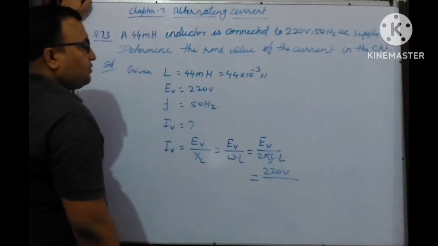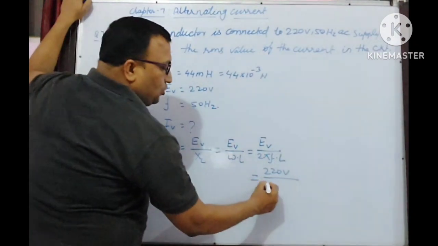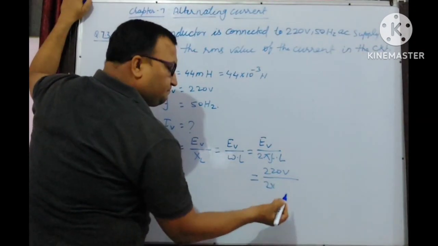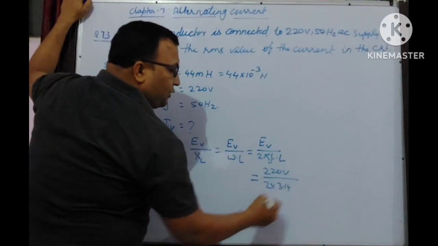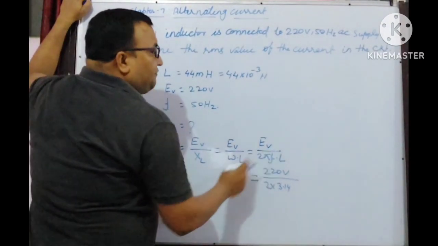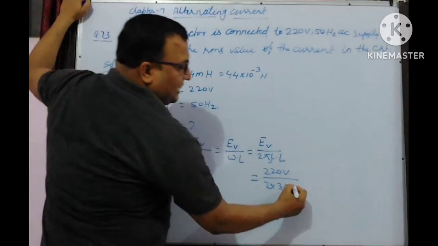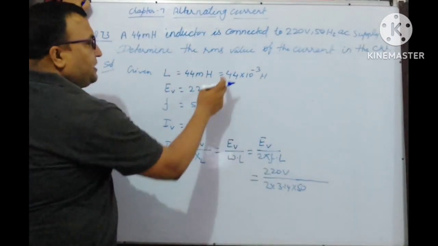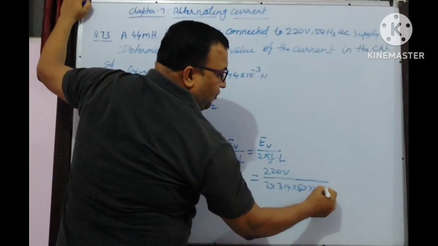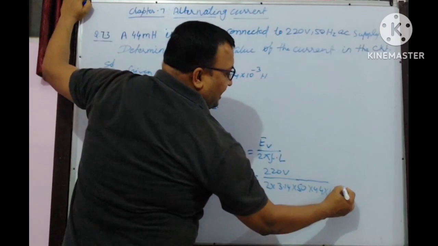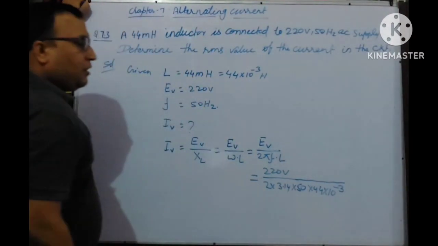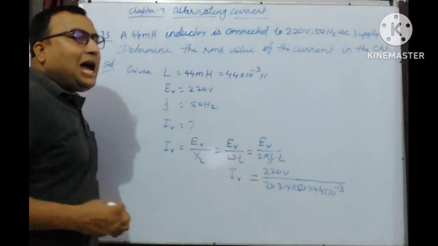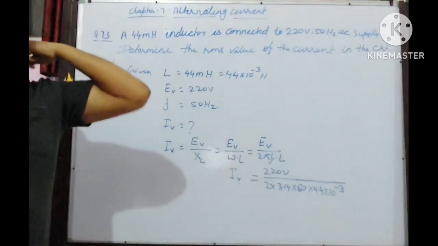Very good. Now come to that. What is the value? 2 into pi, and the pi value is 3.14, that you all know. And the frequency, here we already mentioned, is 50. Then the L value is mentioned as 44 into 10 to the power minus 3. And this IV is called the RMS value.